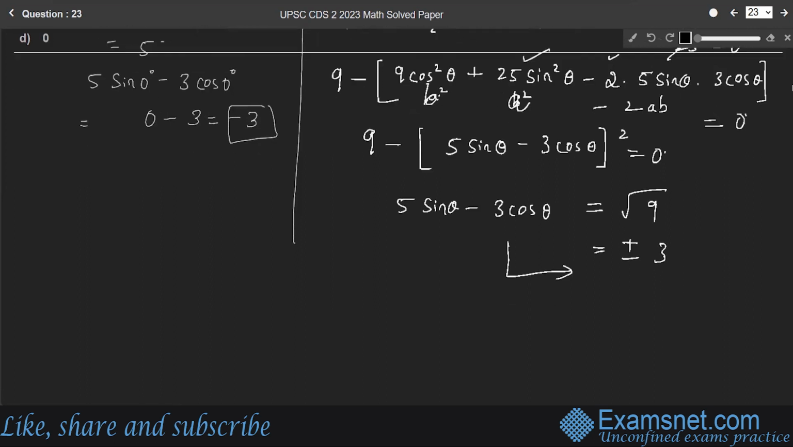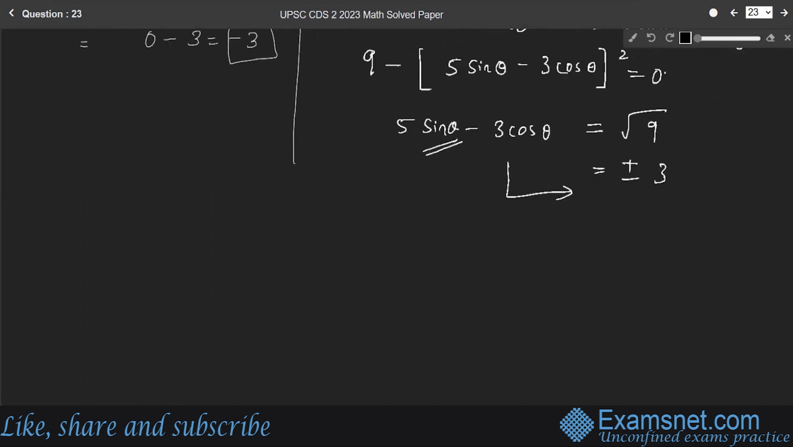So here the value of sine theta ranges from -1 to +1, and the value of cos theta also, so it depends on that. When theta is 0 degree, 5 sine theta becomes 0 and cos theta becomes 1, and you'll get -3. You won't get +3 here.